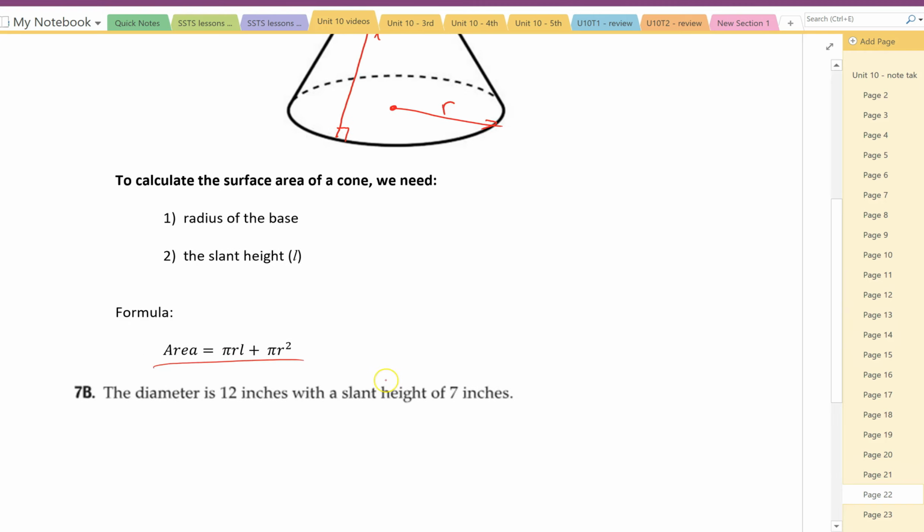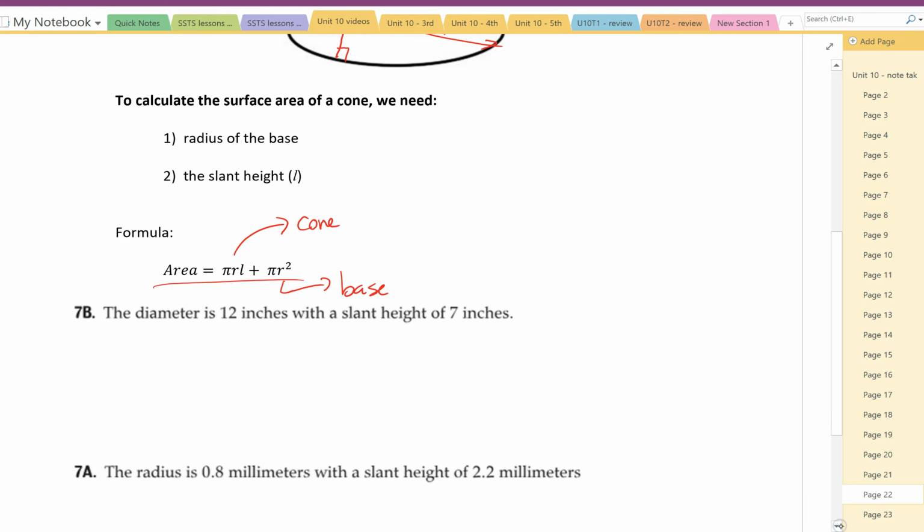Formula for it looks like this. So I do pi times the radius times the slant height. That's the area of sort of the cone part of the cone itself. This pi r squared, that's just for the base of the cone. So if I just want to know the cone part, I could leave this off. But if I want to know what the total surface area of the cone is, including the base, then I also add on a pi r squared. Make more sense once I do one.